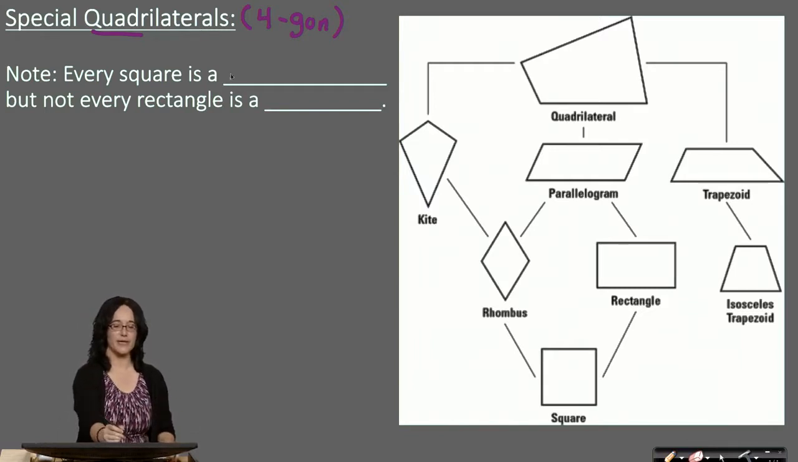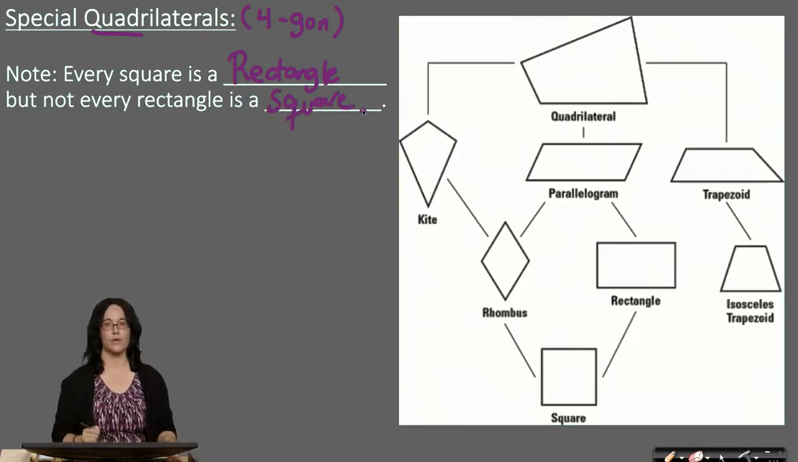Every square is a blank, but not every rectangle is a blank. Every square is a rectangle, but not every rectangle is a square. Really? Well, yes, that is the case. But let's talk about why. So let's talk about some definitions.